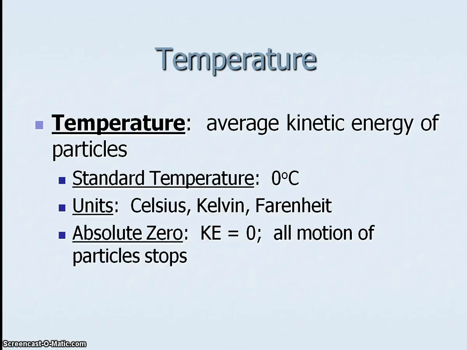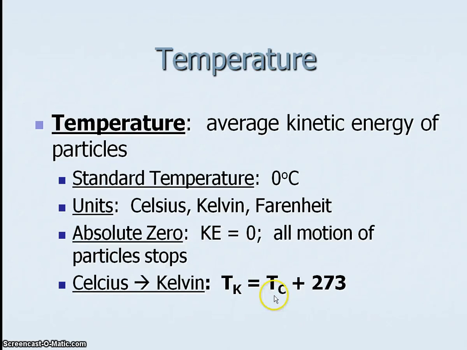Absolute zero is the point at which kinetic energy equals 0, so all the motion of the particles stop. And we actually have never been able to achieve this. Scientists are not able to reach absolute zero. No matter what they do, they can't get the particles to completely slow down and stop. They can get them to slow down, but they can't get the particles to completely stop moving. So we can get close to absolute zero, but we haven't actually gotten there before.